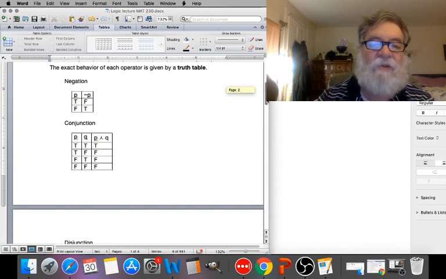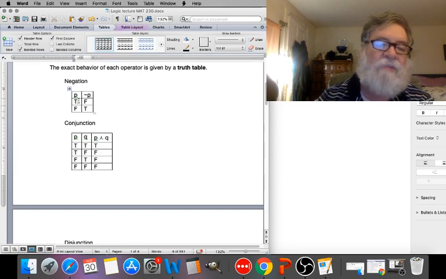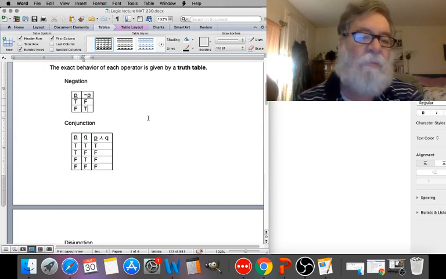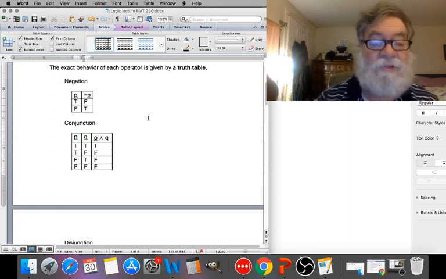And the exact behavior of each operator is given by a truth table. So that first truth table here for negation tells you how negation works. The first column is for P, the second column is for not P. This tells you that if P is true, not P will be false, but if P is false, not P will be true. So that's a way of saying that the value of not P is the opposite of whatever the value of P was.